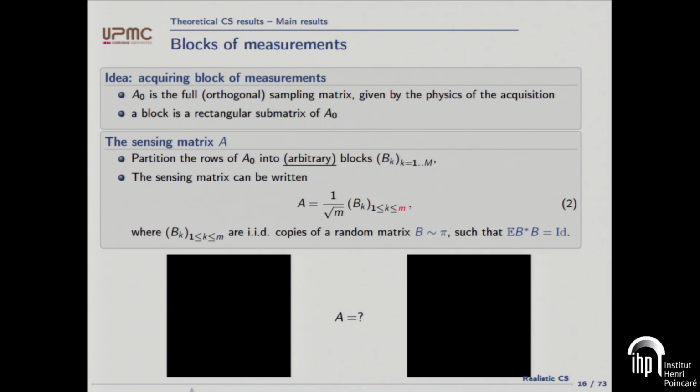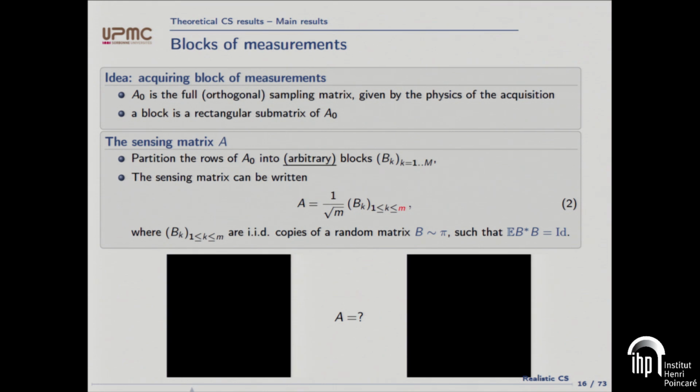And now, beware, because the number M here is not the number of measurements that you do, but the number of blocks of measurement that you take, okay? So if you want to count in terms of number of measurements, actually you have the number of blocks times the size of the block, okay? So let's take an example.